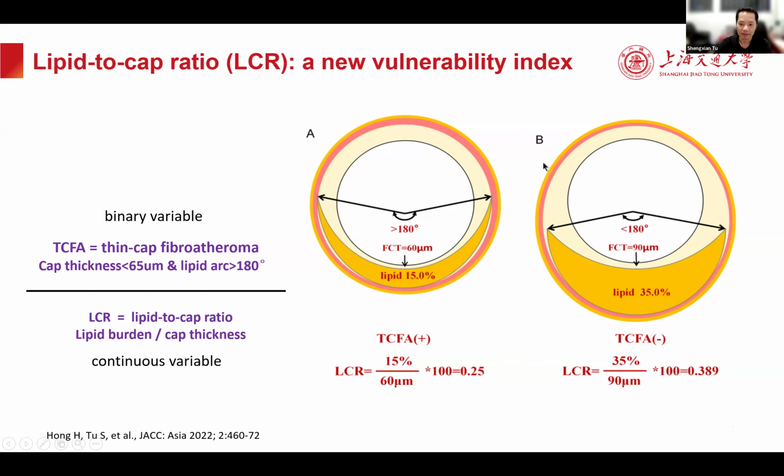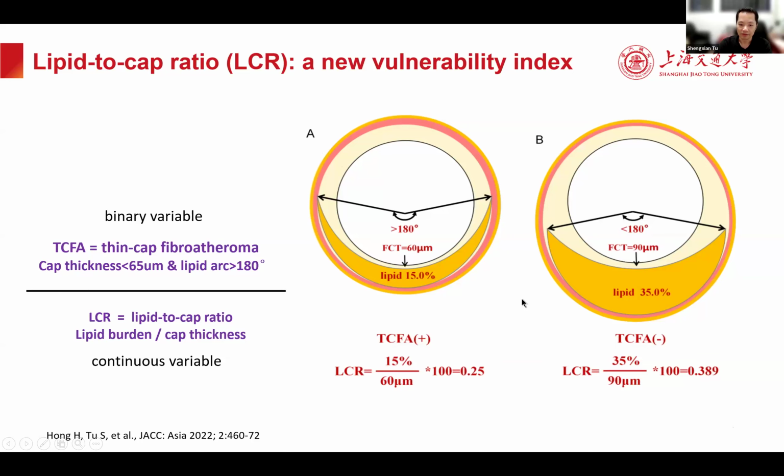However, we believe that a larger lipid burden will have more consequence in the clinical result. So the lipid to cap ratio is defined as the lipid burden divided by the cap thickness. As a continuous variable, the higher the lipid to cap ratio, the higher the risk. According to our definition, B has a higher LCR than A, so plaque B has a higher risk than A. But according to the TCFA definition, plaque A is the higher risk. So these two can sometimes be different.